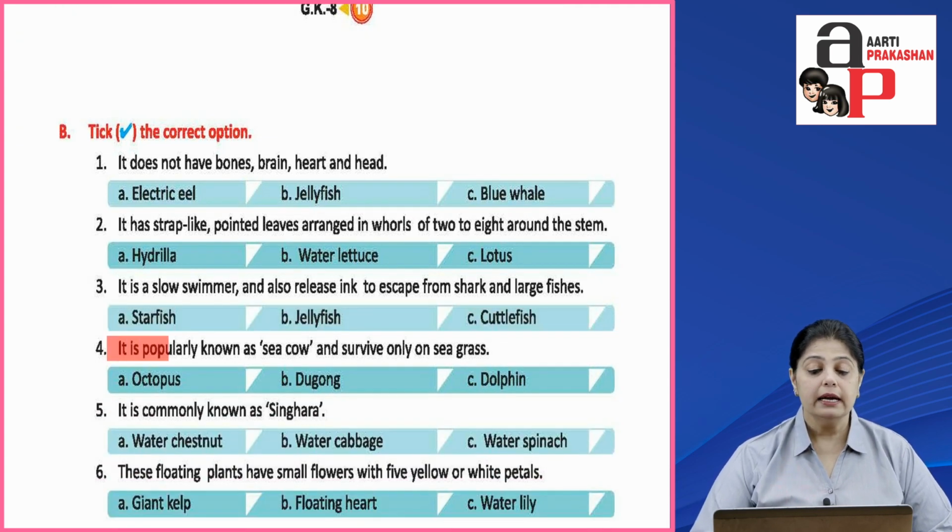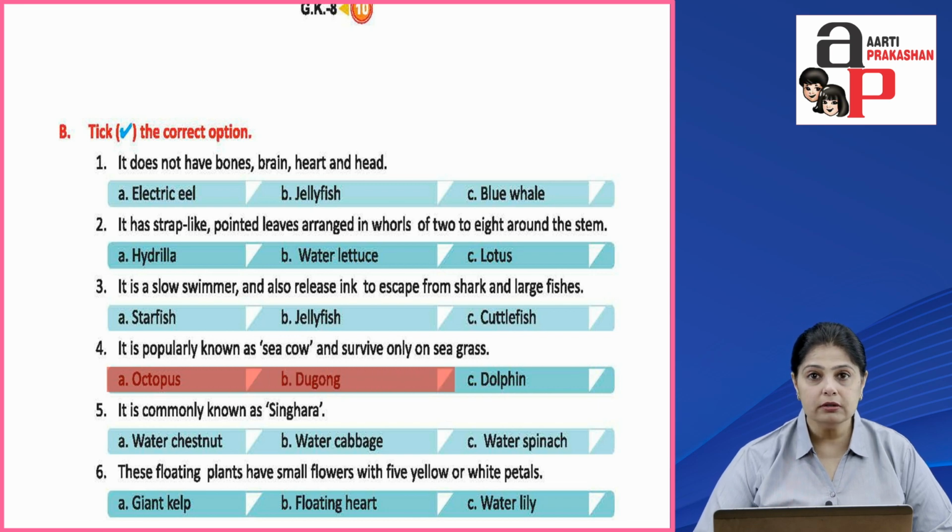Now, it is popularly known as sea cow and survives only on sea grass. Is it an octopus? Is it a dugong? Or is it a dolphin? And the right answer is, it is a dugong.